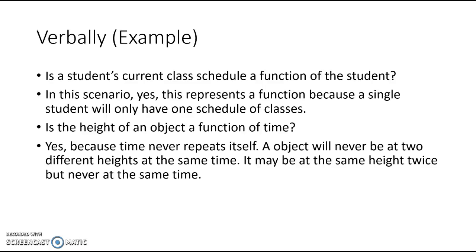Is the height of an object a function of time? Yes, because time never repeats itself. An object will never be at two different heights at the same exact time. It may be at two heights twice, but never at the same time.